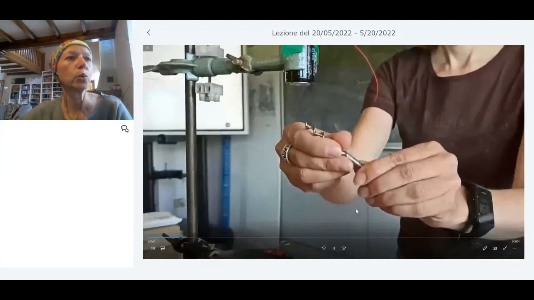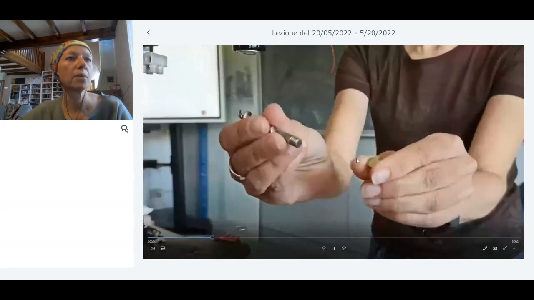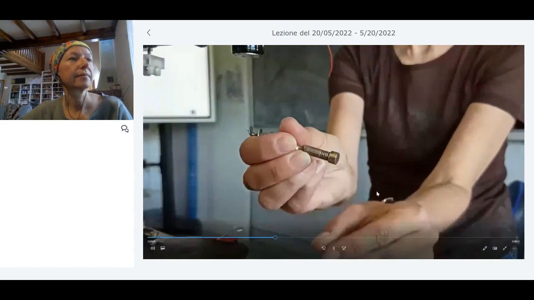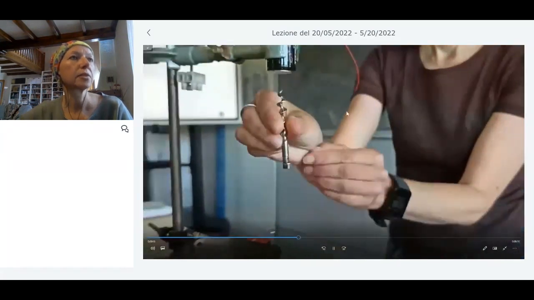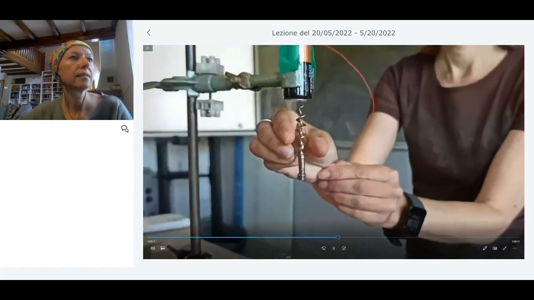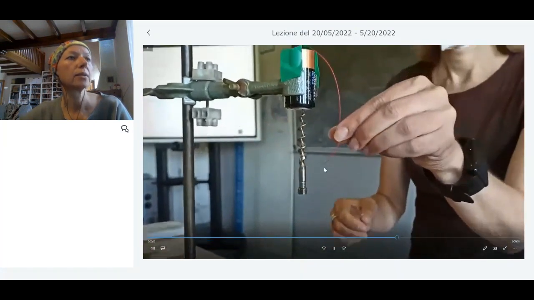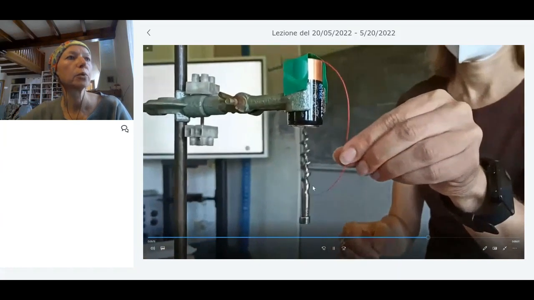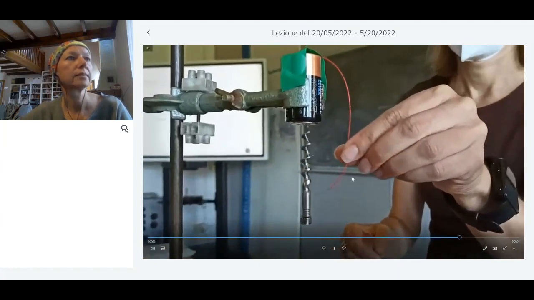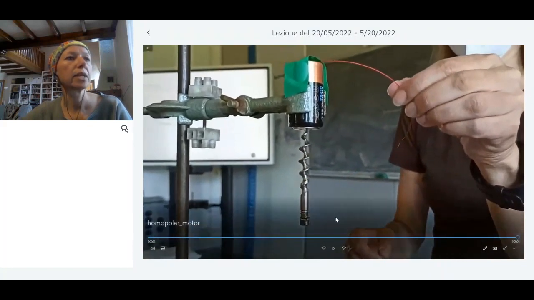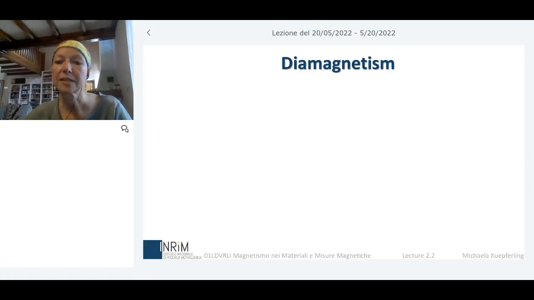So you can see here a screw, and you can see a small permanent magnet. The screw, of course, is iron, some steel material. Then you can see a battery and a wire. And now we let the current flow through this screw. And you can see that this screw rotates. And so in the next lecture, I will ask you, how does this experiment work?